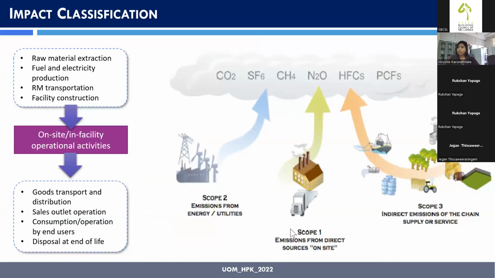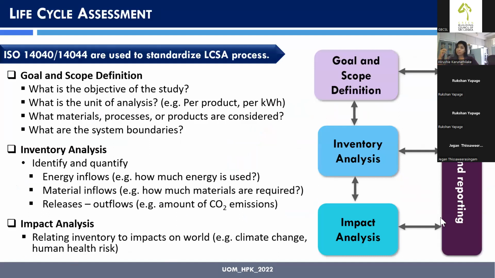And when we say life cycle assessment, we try not to limit ourselves to what happens on site, but we look at scope 2 and scope 3 emissions, things that happen during raw material extraction or the production of fuel and electricity and facility construction, and also downstream in the supply chain, goods transportation and distribution, operation of sales outlets, and the consumption operation by end users and disposal. So we try to look at all of these aspects, whether it is a product, some infrastructure, or a process. We try to look at the upstream and the downstream without limiting ourselves to the on-site situation. Similar to the example I discussed with solar PV.